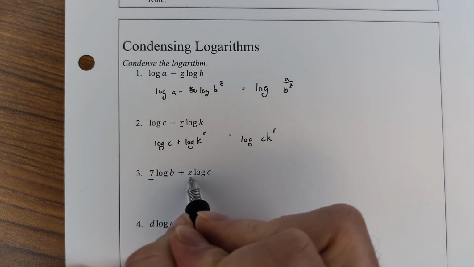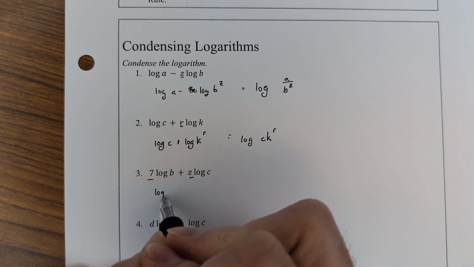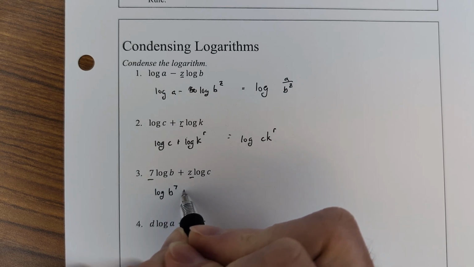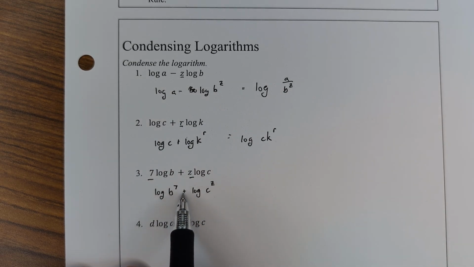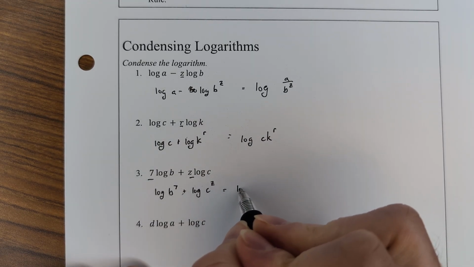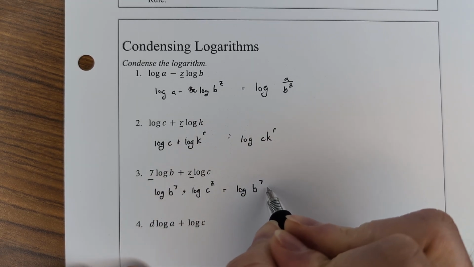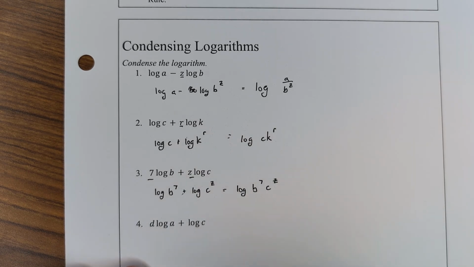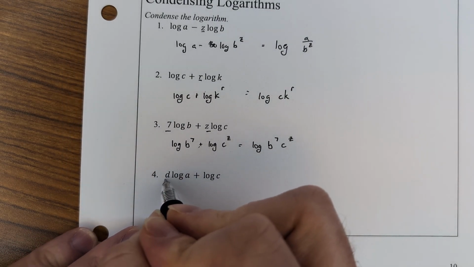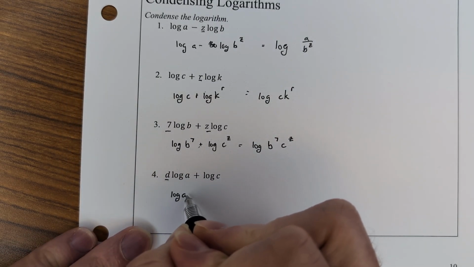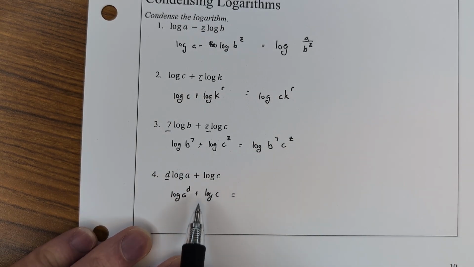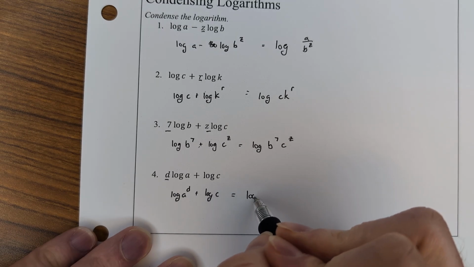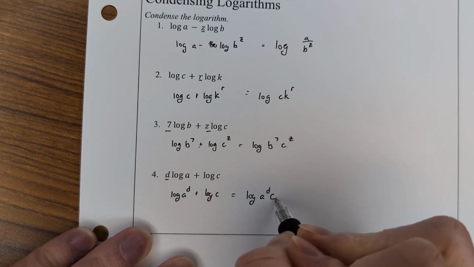So this one we have two coefficients, so they both have to become exponents. So b to the 7th, log c to the z. Addition is product rule, so multiply the two things together, b to the 7, c to the z. Only one coefficient here, so log a to the d plus log c. Addition means product rule, so multiply the two things together, so a to the d, c.